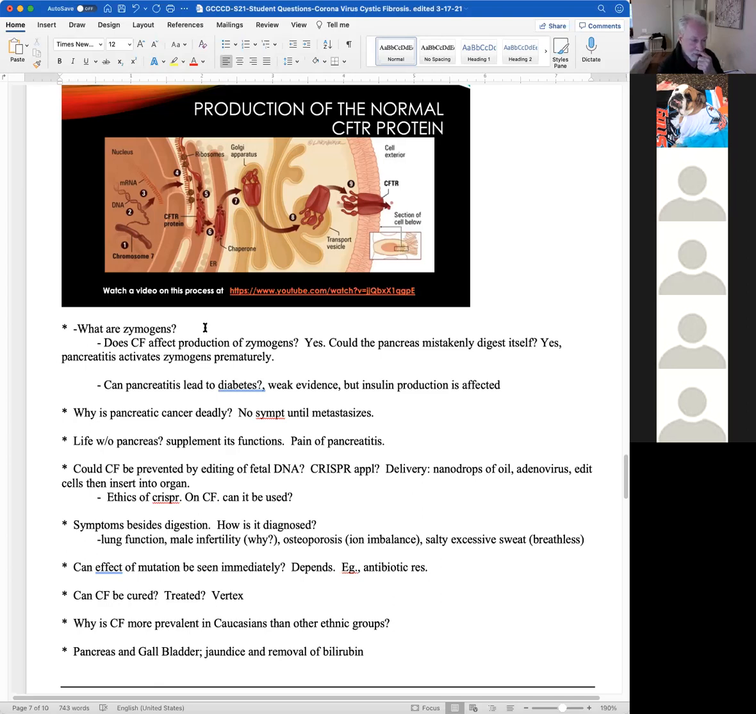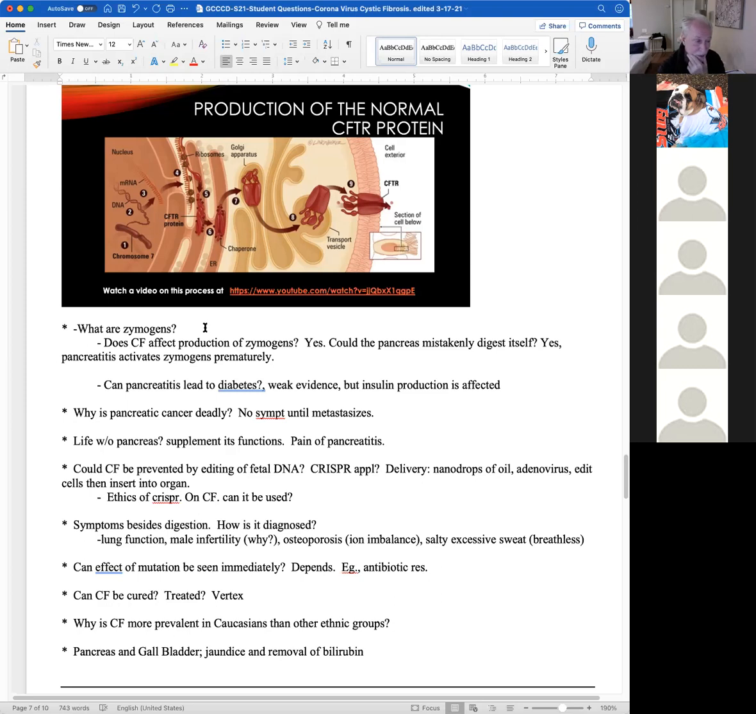A couple of questions about pancreatitis. That is an inflammation of the pancreas. Can it lead to diabetes? Well, there's been a certain amount of work studying that question, and the evidence so far suggests that, yeah, it can. So what causes diabetes? It's a lack of insulin, and inflammation of the pancreas can reduce insulin and could lead to diabetes.